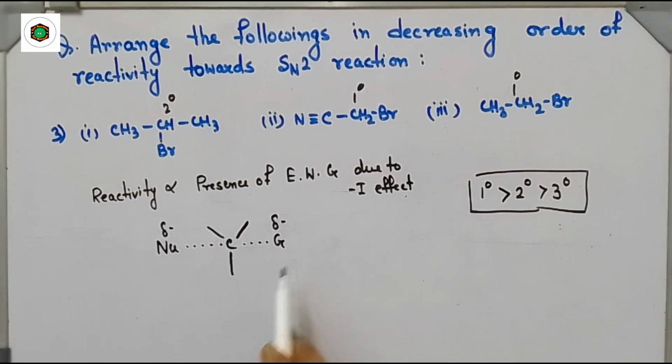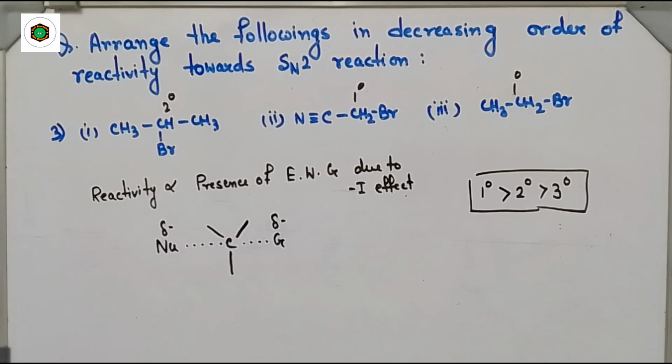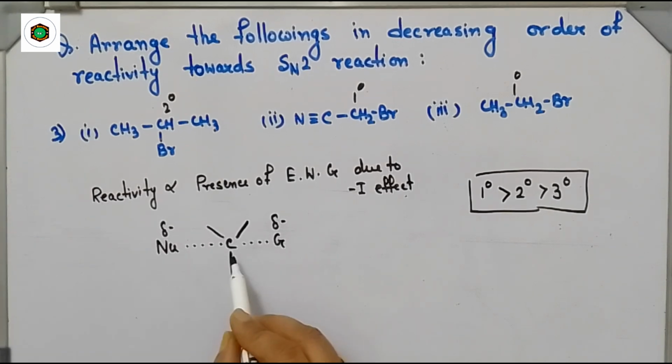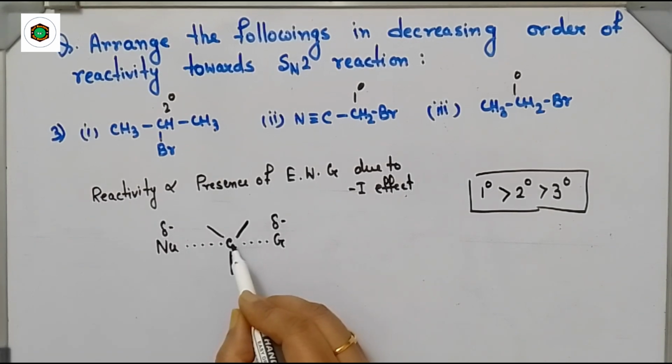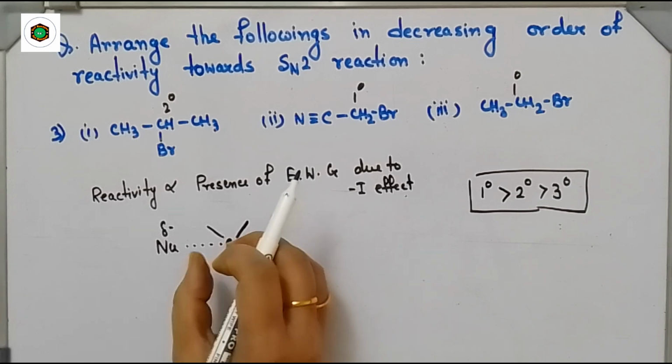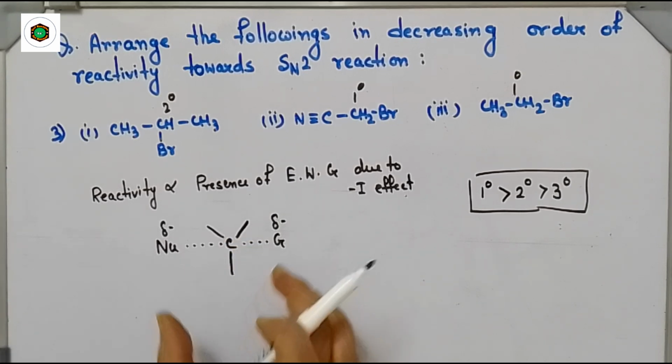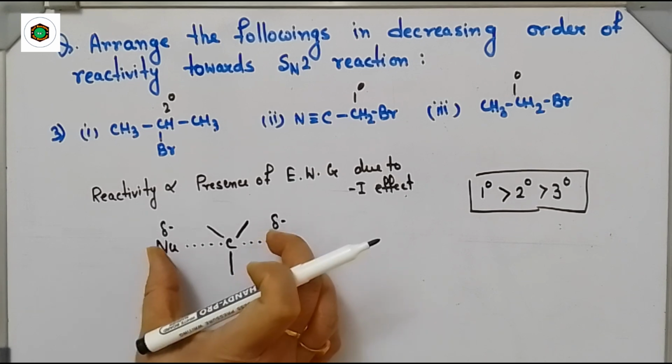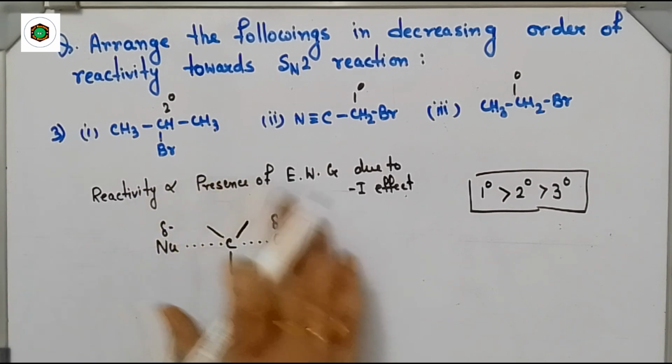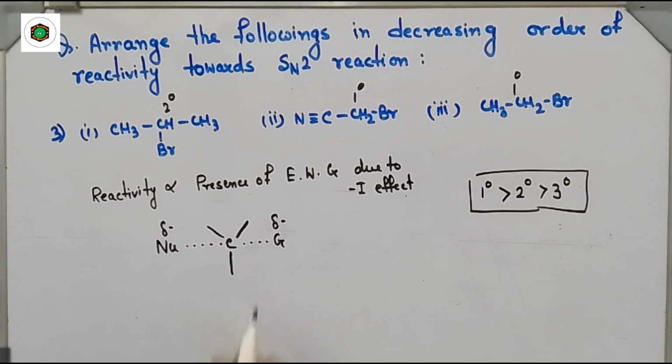Now see, this is the transition state for the SN2 reaction. Here delta minus charges are there. This is the leaving nucleophile, this is the attacking nucleophile. So if any electron withdrawing group is present with this carbon, it will abstract electron density from these two and the negative charge density will decrease and the species will become more stable. So the reactivity of the substrate will increase.